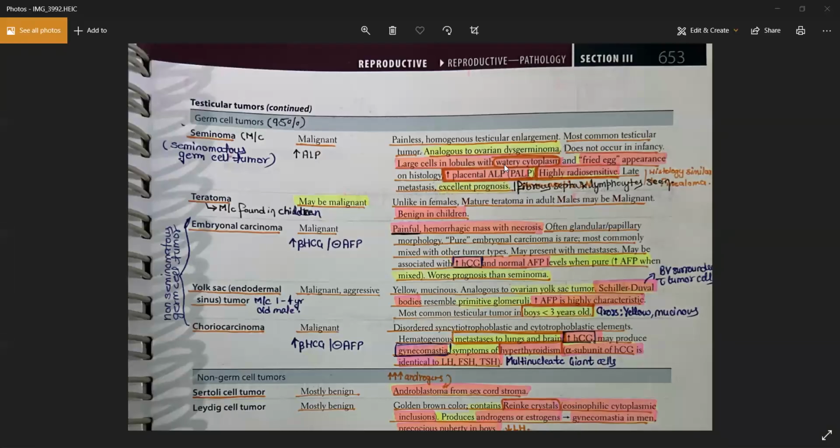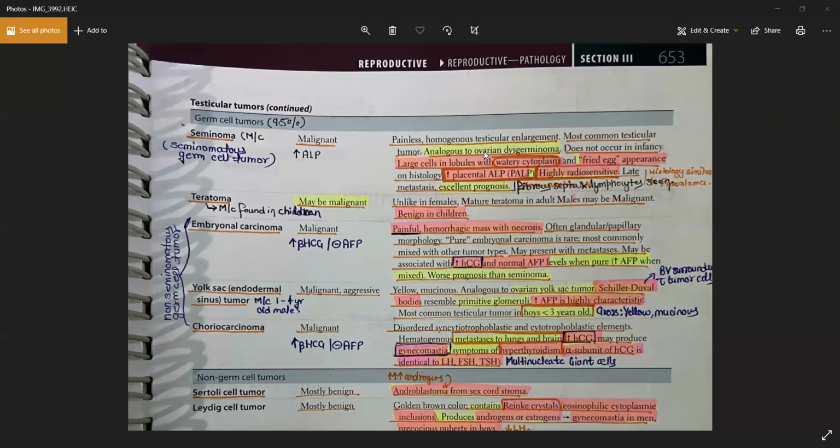Okay, so testicular tumors, you have two types, the germ cell tumors and the sex cord stromal tumors. Germ cell tumors are again of two types. One is the seminomatous tumor and the second is the non-seminomatous tumor. The seminomatous tumor includes the seminoma. It is a highly malignant tumor and it is the male counterpart of the female dysgerminoma. You can say that it is an analog of the ovarian dysgerminoma.